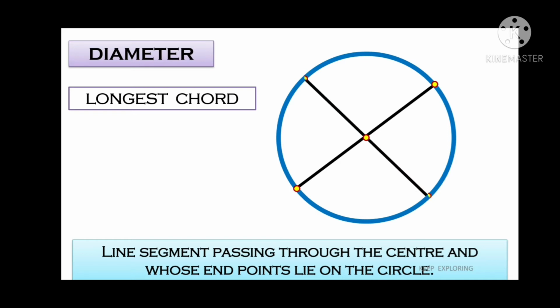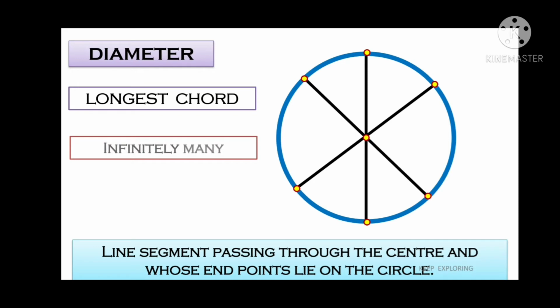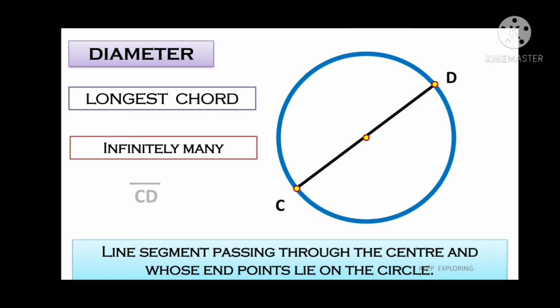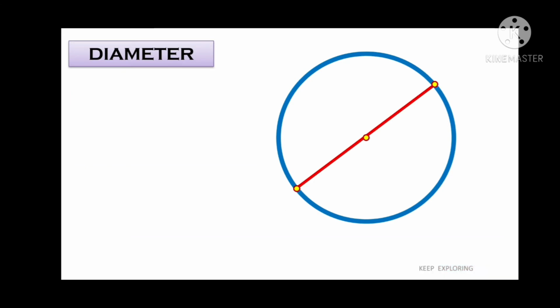Like that, we can draw infinitely many diameters for a circle. Any line segment that passes through the center and has its endpoints on the circle becomes a diameter. Let's name it according to the endpoints. Let C and D be the endpoints of the diameter, so we can call it CD. So line segment CD is the diameter of this circle.